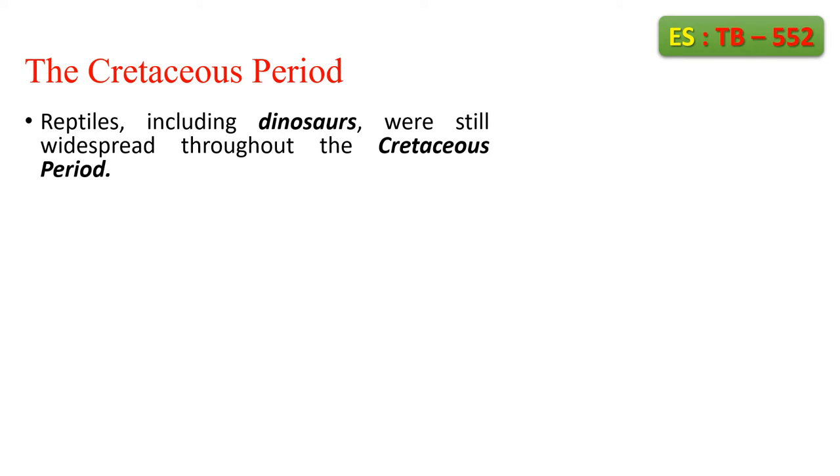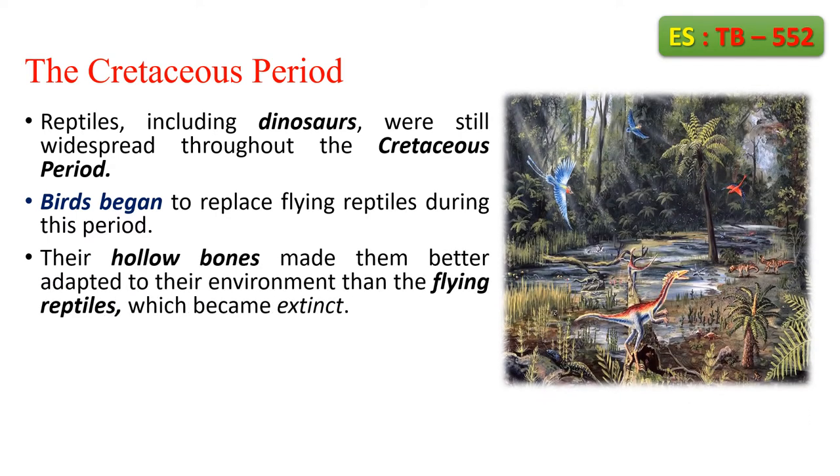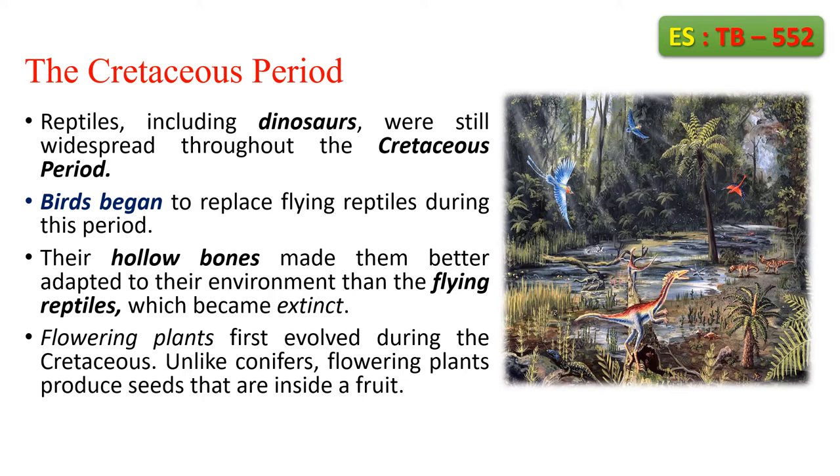The next period in the Mesozoic era, the Cretaceous period. Reptiles, including dinosaurs, were still widespread throughout the Cretaceous period. Birds began to replace flying reptiles during this period. Their hollow bones made them better adapted to their environment than the flying reptiles, which became extinct. Flowering plants first evolved during the Cretaceous period. Unlike conifers, flowering plants produce seeds that are inside a fruit. The fruit helps the seeds spread.